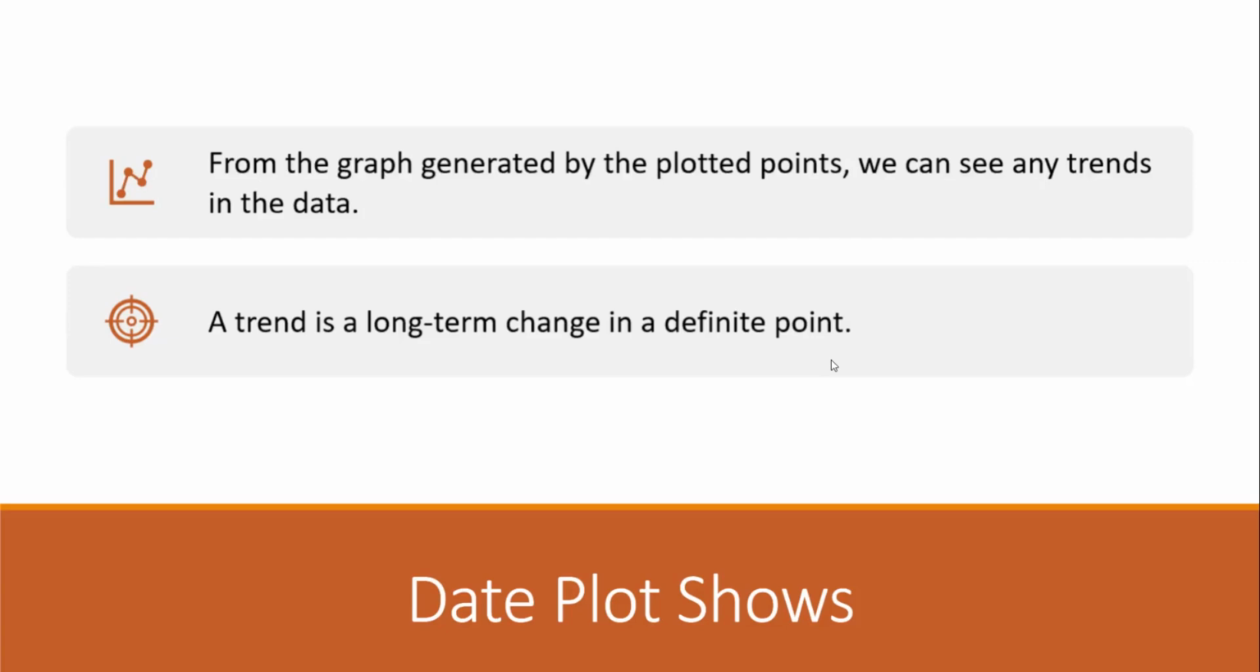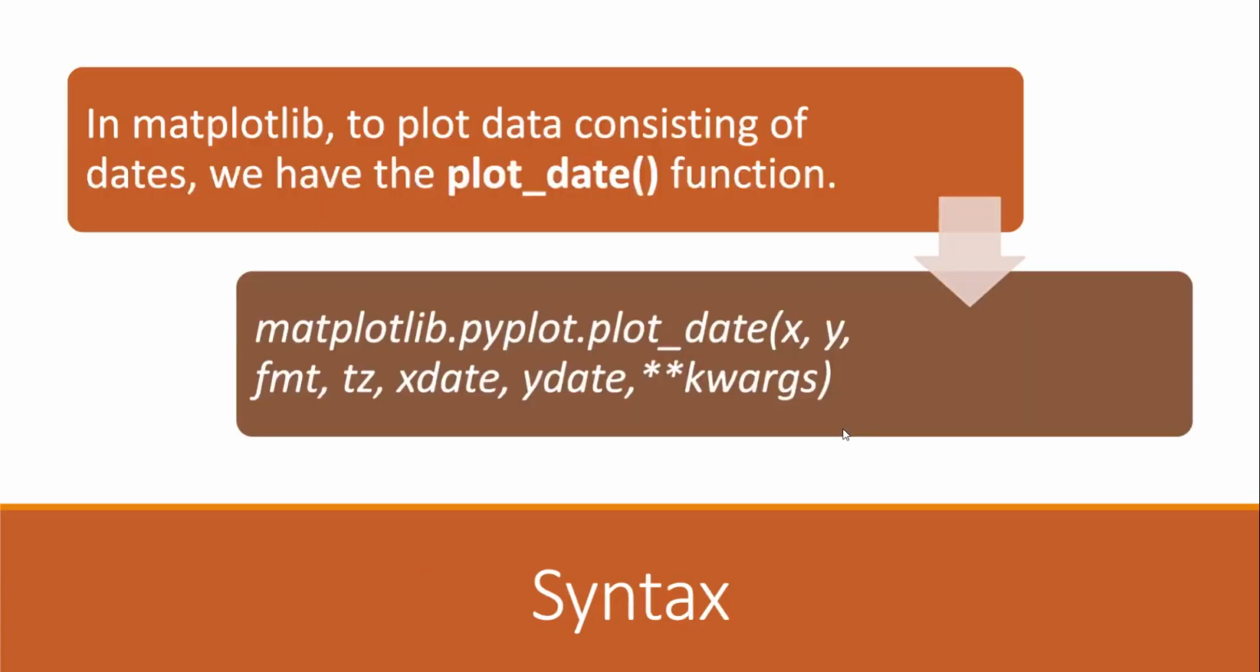We can plot a graph between the number of cases and the date of the week. So, with the help of this graph, what did we notice? We noticed the trend of increasing or decreasing of cases from the first week of January to the third week of January. So, I hope now you understand what the date plot shows. So now we will see the syntax to create it in Matplotlib.